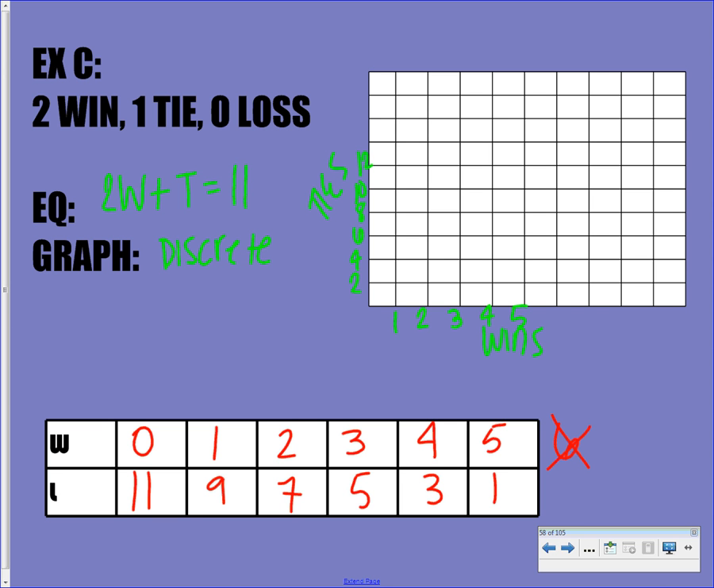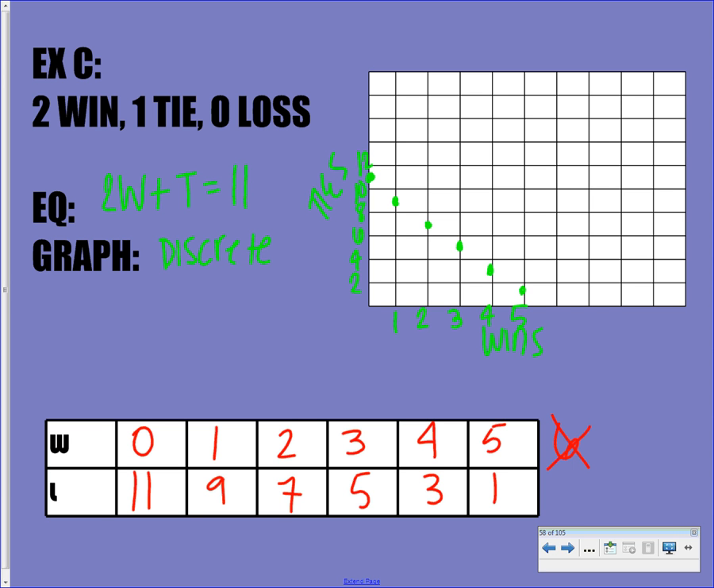So I'll go ahead and look at 0, 11. 0, 11 is going to be up here. 1, 9, 2, 7, 3, 5, 4, 3, and 5, 1. Okay, do not connect those points, because a discrete graph means I can't have a fraction answer. Those 6 points are the only possible combinations that make that statement true. So those 6 points are the graph.